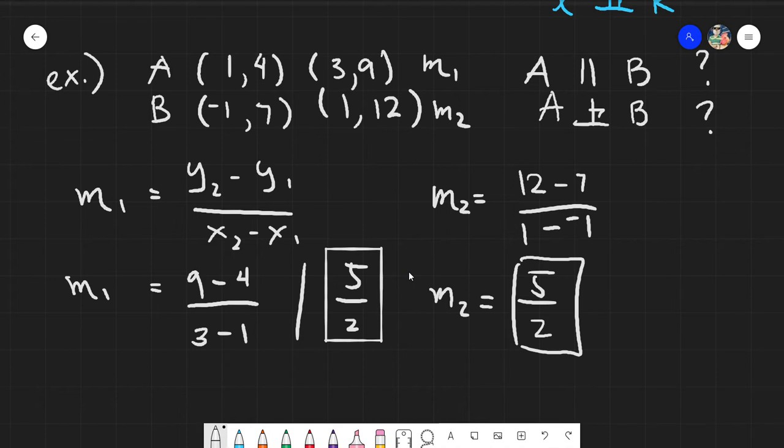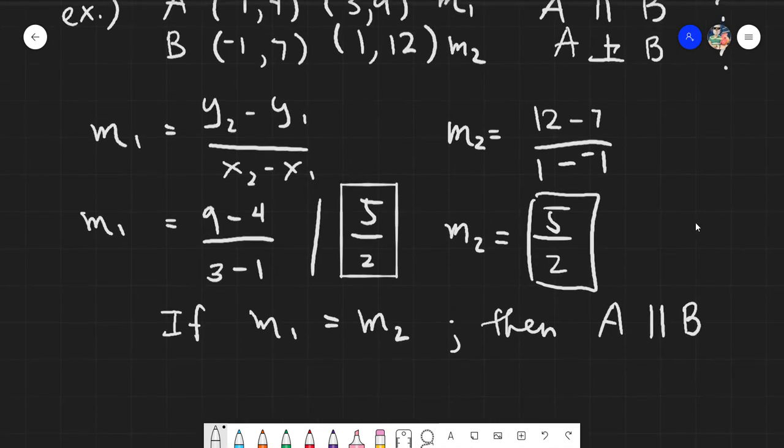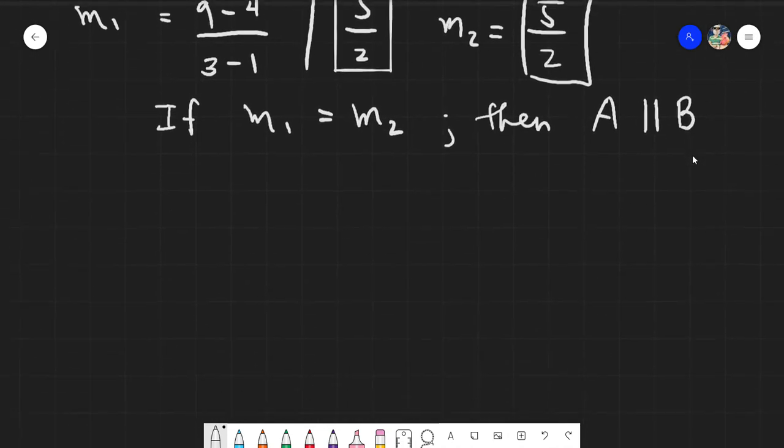And if they are the same, let me just write this down: if m sub 1 is equal to m sub 2, then line A is parallel to line B. So this is how we determine whether the lines are parallel or perpendicular. Okay, so let's have another example.